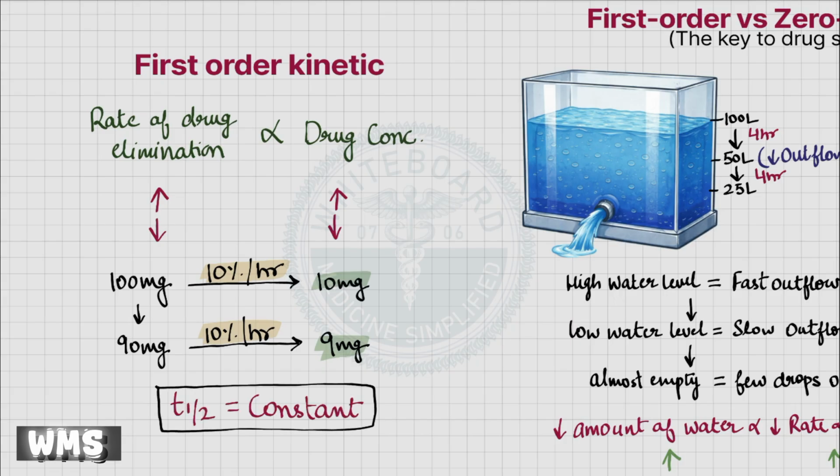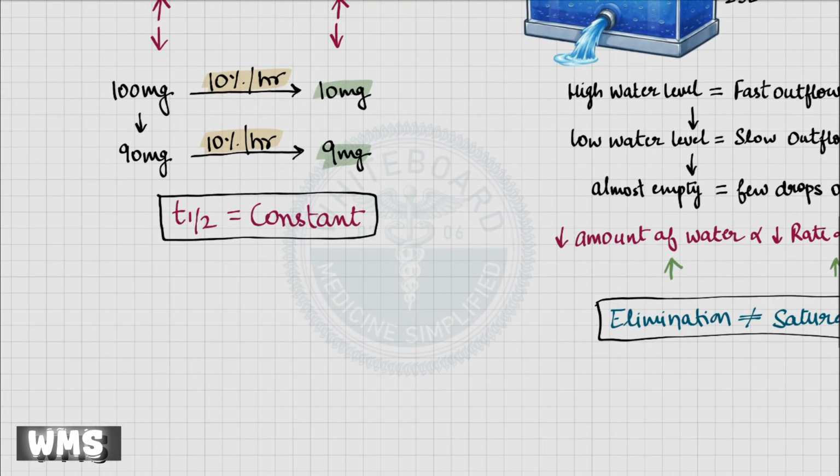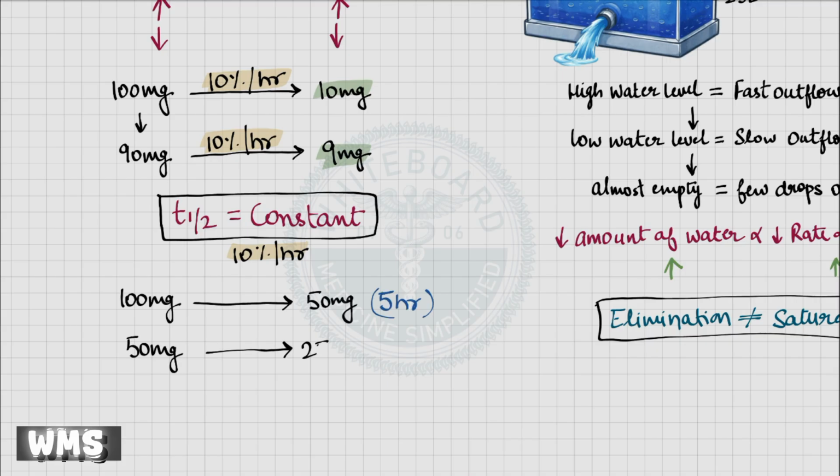Just as a full water tank becomes half empty in 4 hours and then again takes the same 4 hours to reduce to half of the remaining volume, the same principle applies to first-order drug elimination. If 10% of a drug is eliminated per hour, starting with 100 milligrams, the amount falls to 50 milligrams in about 5 hours. From 50 milligrams, it again takes 5 hours to reach 25 milligrams, and from 25 milligrams to 12.5 milligrams, once more the same 5 hours are required.